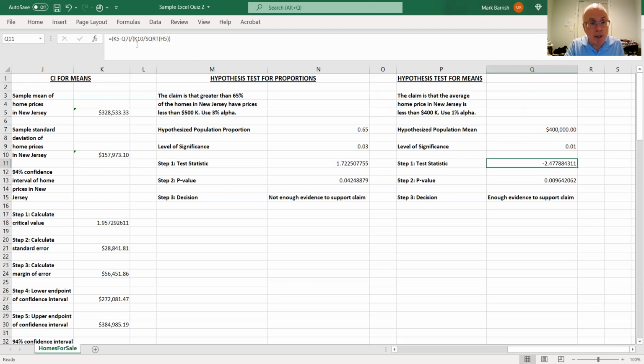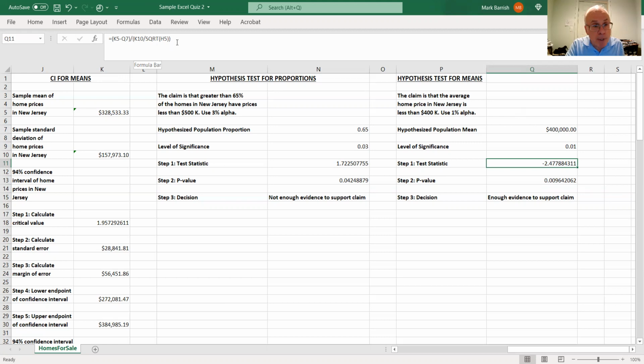The formula will look like this. In the numerator for the test statistic will be the sample mean, which happens to be where? In K5, that's the $328,533, minus the hypothesized mean in Q7, that's the 400,000. Okay. So we have the sample mean, $328,533 in K5, minus the hypothesized mean of 400,000, divided by, now we have to put the denominator in parentheses to make sure it calculates this correctly.